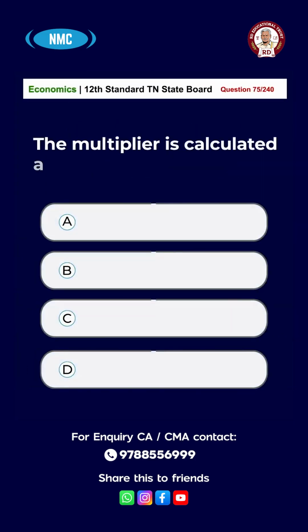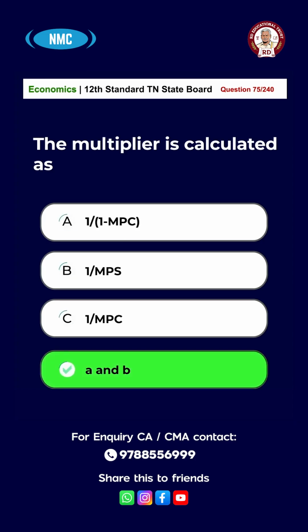Question number 75. The multiplier is calculated as option A, 1 by 1 minus MPC. Option B, 1 by MPS. Option C, 1 by MPC. Option D, A and B. The answer is option D, A and B.